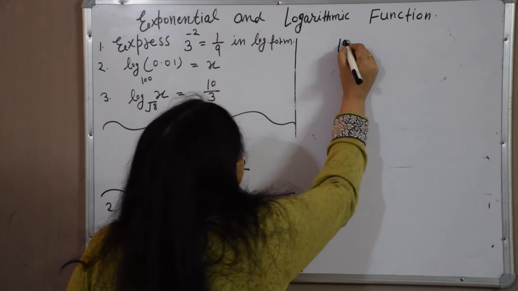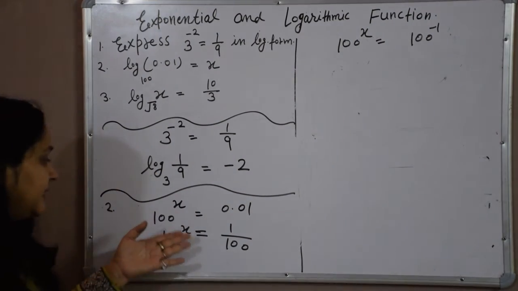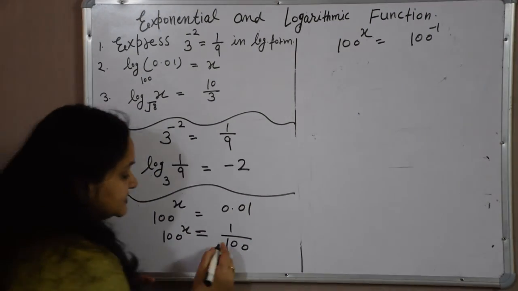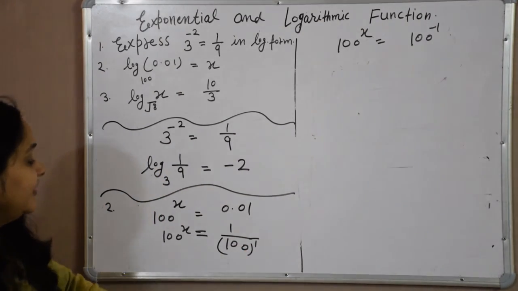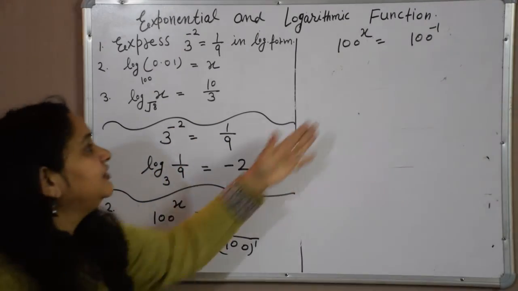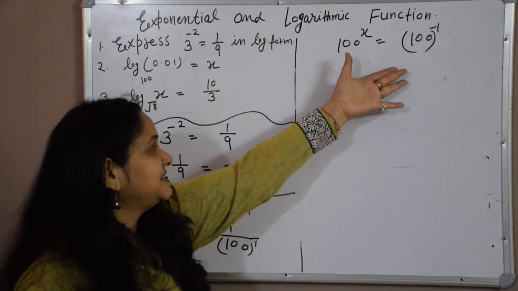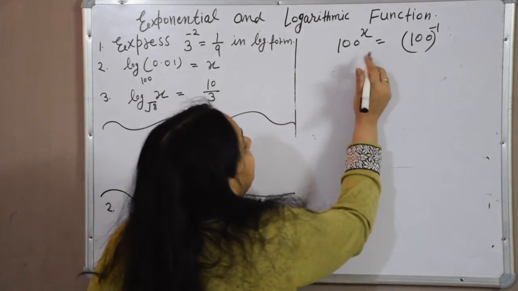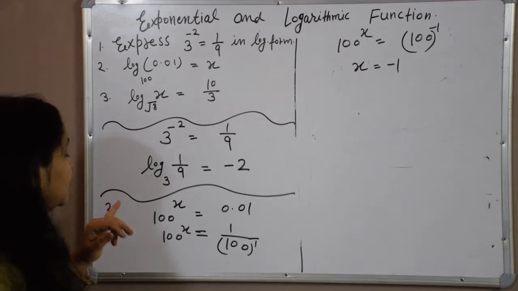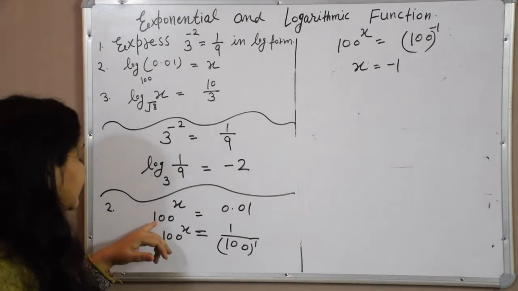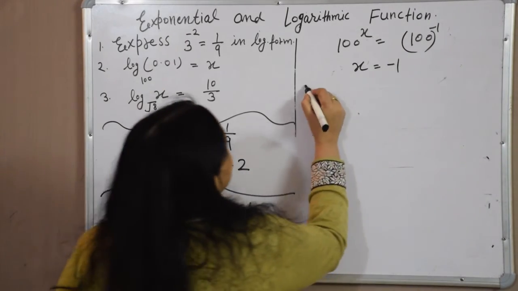From here we can write 100 raised to power x is equal to 100 raised to power minus 1, because there is no power on 100. We can consider it is having a power 1, and whenever it is shifting to the numerator, it will become 100 raised to power minus 1. And because the bases are same and both are equal, we can equate the powers. We can say that x is equal to minus 1. So minus 1 is that power which we will have to consider on 100. It will make it equal to 0.01. Now question number 3.